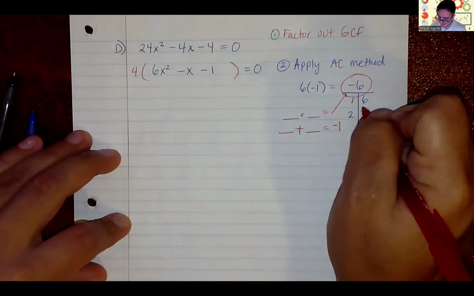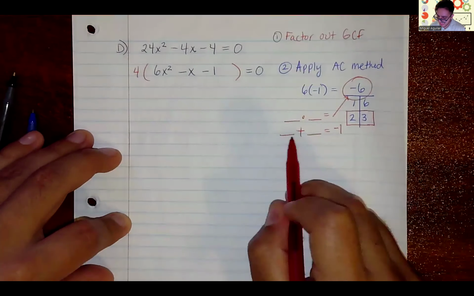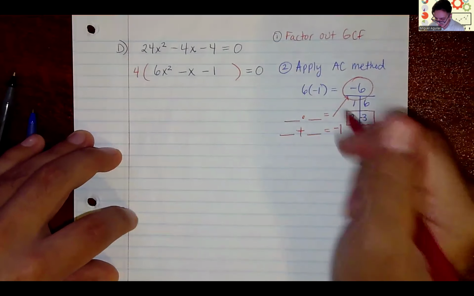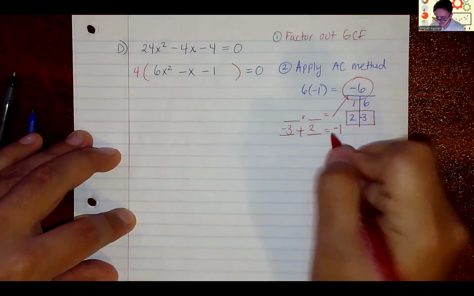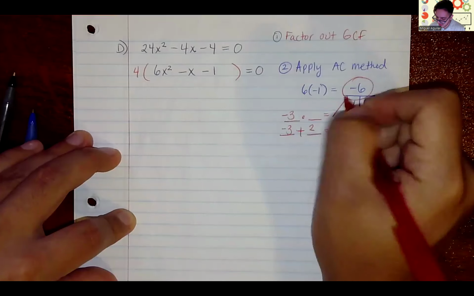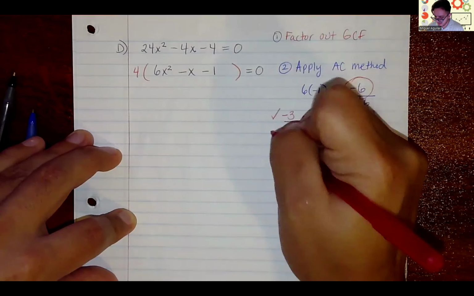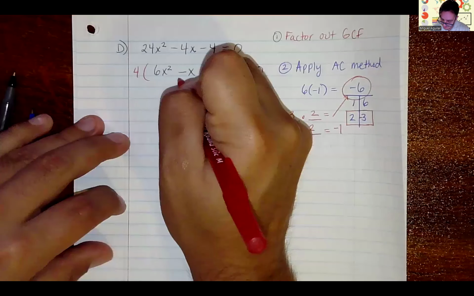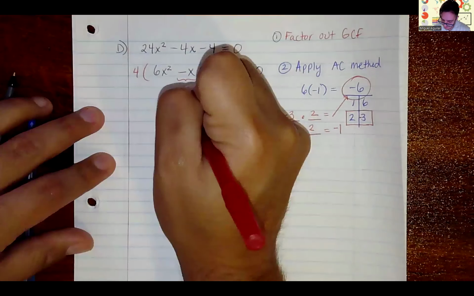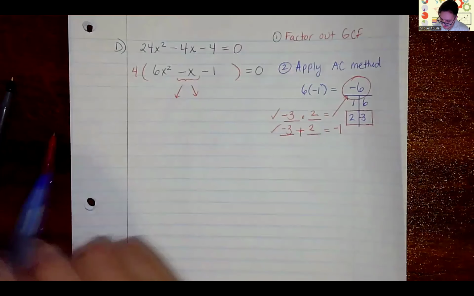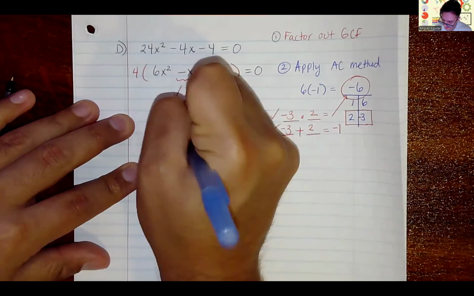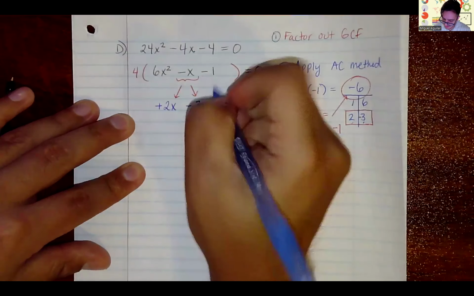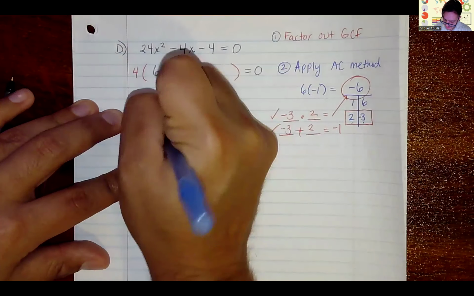The only factor pair that's going to work is 2 and 3. And since we're trying to add to get a -1, the -3, the bigger number, is going to have to be the negative. So -3 plus 2 gives us -1, and -3 times 2 does in fact give you the -6. So those are the factor pairs that are going to work here. We'll go to our middle term, the -x, and we'll break that up into +2x and negative 3x, minus 1, and then bring down the 6x squared.